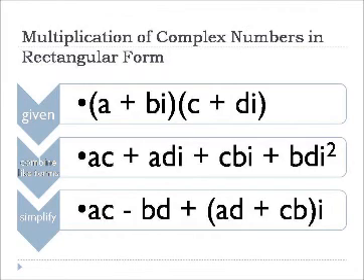Multiplication of complex numbers in rectangular form. We distribute the first term to the second term, resulting to AC minus BD plus quantity AD plus CB i.